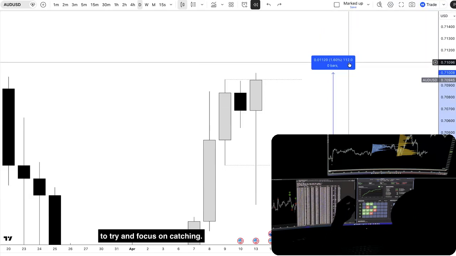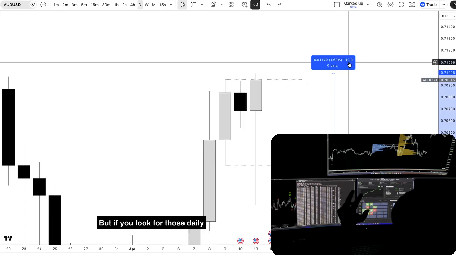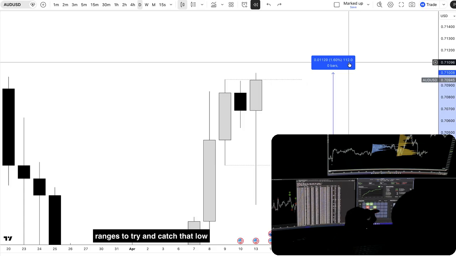These are the moves you guys want to try and focus on catching, okay? The in-between scalps, sure, you can take them here and there, but if you look for those daily ranges to try and catch that low to high or even that high to low, you will see a massive difference, not only in your profits or your performance, but in your discipline.